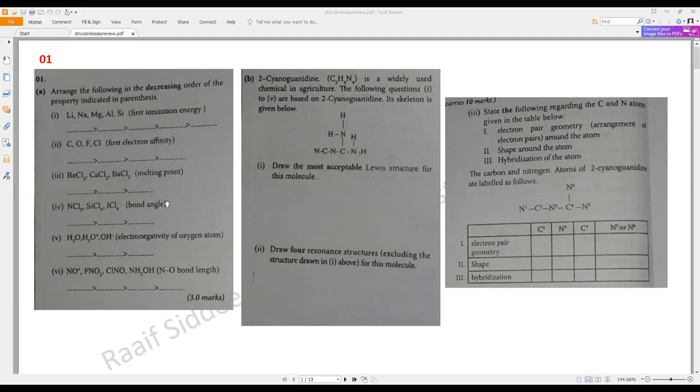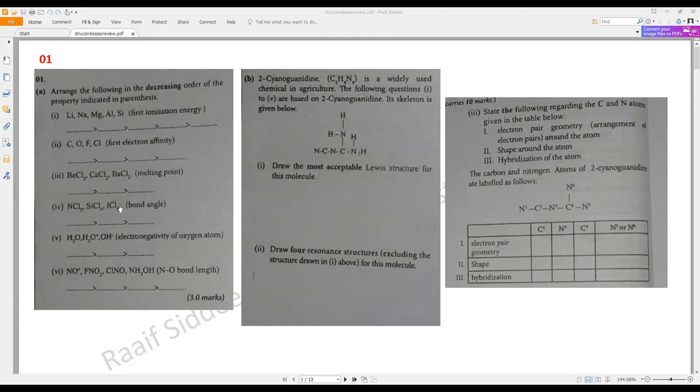Again, bond angle. So think about the bond angle variation. This is one of the things that students get a little bit confused about with bond angles. What you have to understand here is that when there is more repulsion, there will be more steric hindrance, and when there is more steric hindrance, the bond angles start to decrease. So how is this sterics considered?